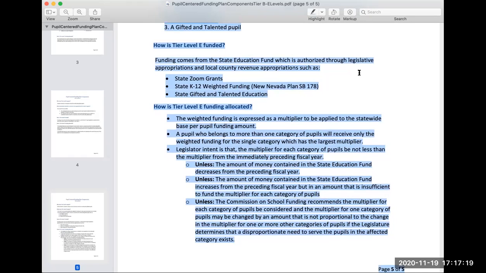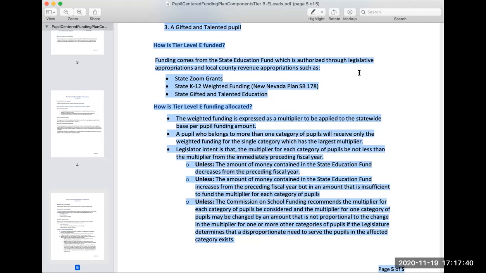How is Tier Level E funding allocated? The weighted funding is expressed as a multiplier to be applied to the statewide base per pupil funding amount. A pupil who belongs to more than one category of pupils will receive only the weighted funding for the single category which has the largest multiplier.